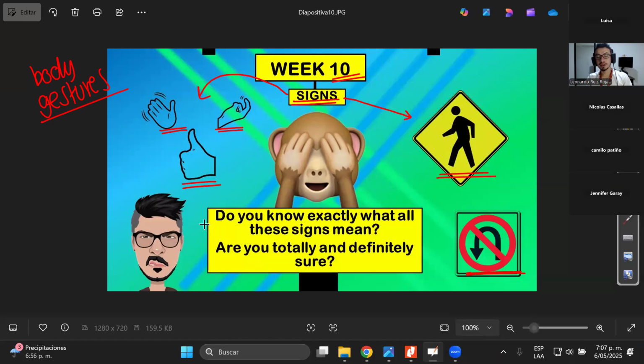So we have two questions. The first one is, do you exactly know what all of these signs mean? Do you know all of these signs or not? What do you think? Do you know those signs or not? Maybe no. Which one is not clear for you, Kami? The hand on the right. The hand on the right, this one. Okay, very good.